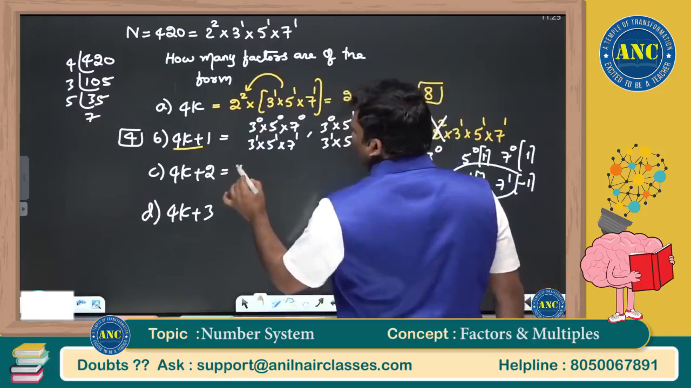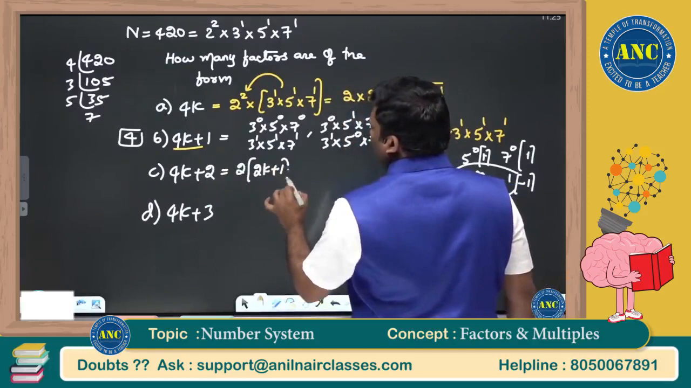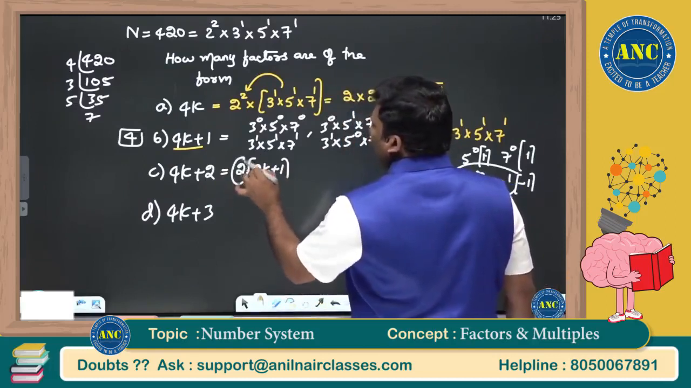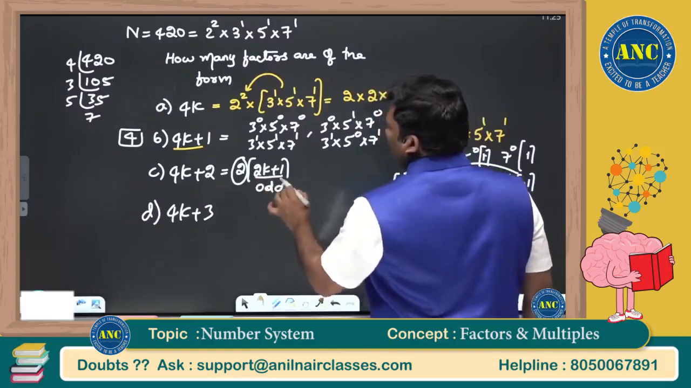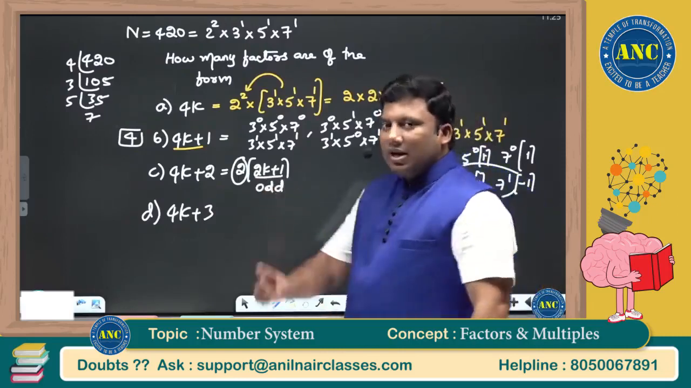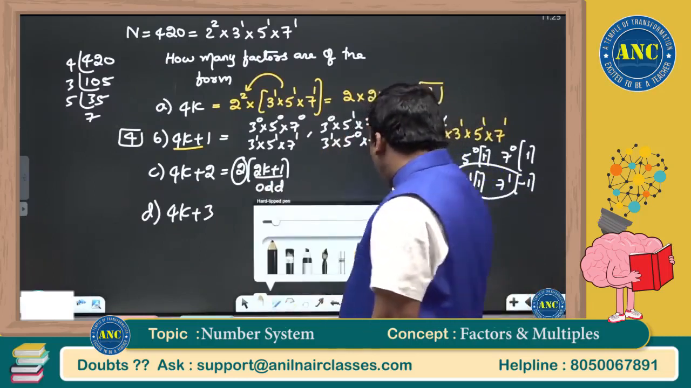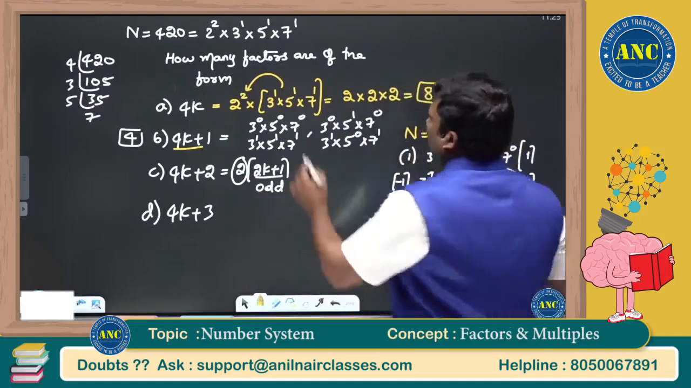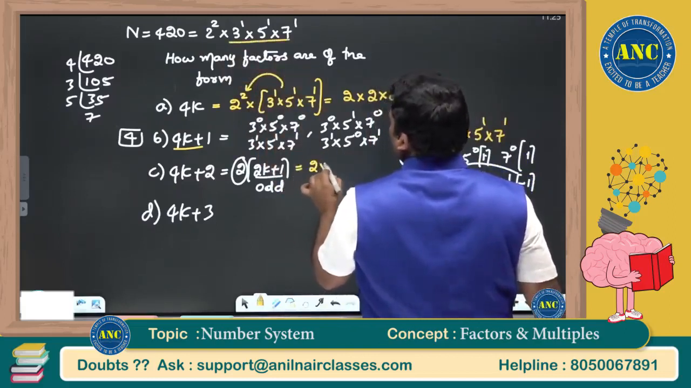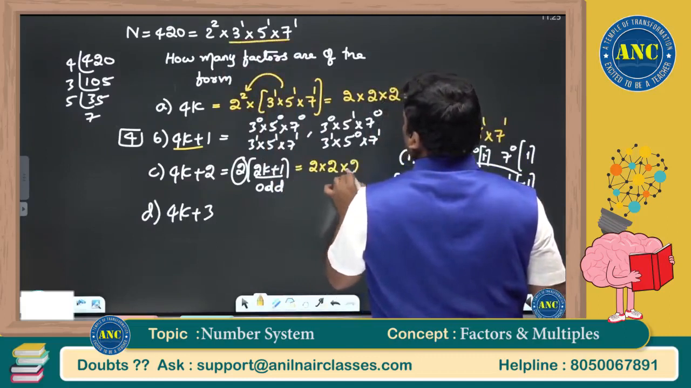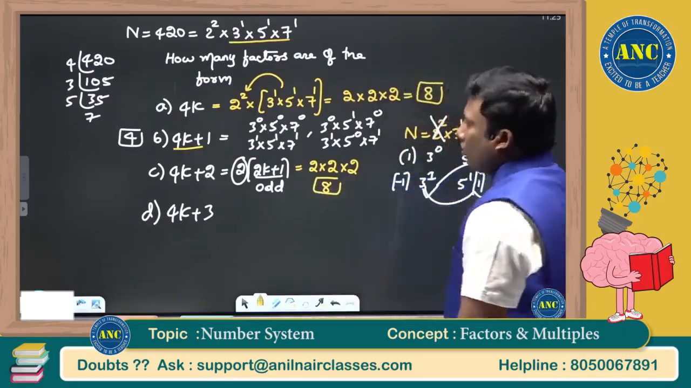4k plus 2. 4k plus 2 is 2 into 2k plus 1. Power of 2 is fixed. 2k plus 1 is an odd number. Keep the power of 2 as 1 and the remaining is an odd number. How many odd factors are there for this number? It is 2 into 2 into 2. 4 2s are 8.